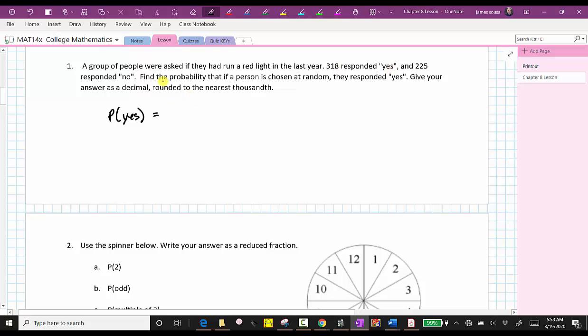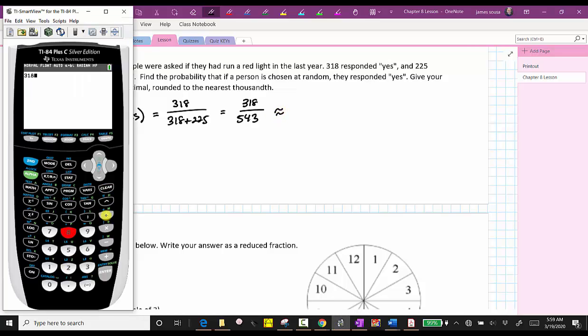Well, 318 responded yes, so we have 318, and then divided by the total number of responses, which is 318 plus 225. Simplifying, we have 318 divided by 543. And now we need to convert the fraction to a decimal and round to the thousandths. So going to the calculator, we have 318 divided by 543, enter. Because we have a 6 in the fourth decimal place, we round up to 0.586.